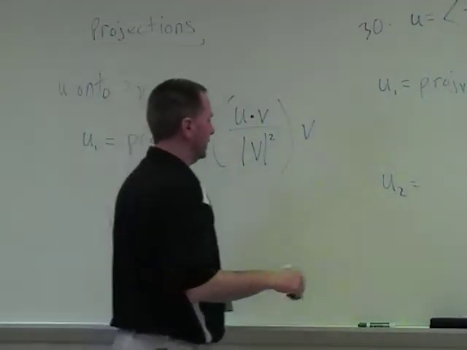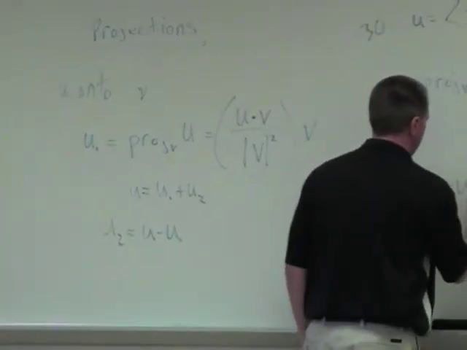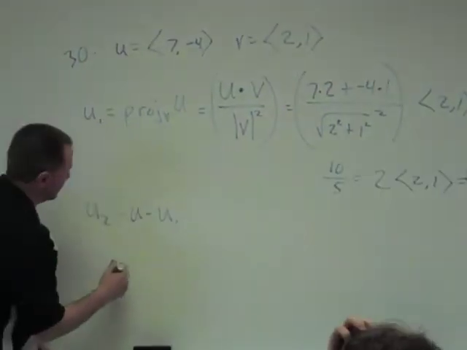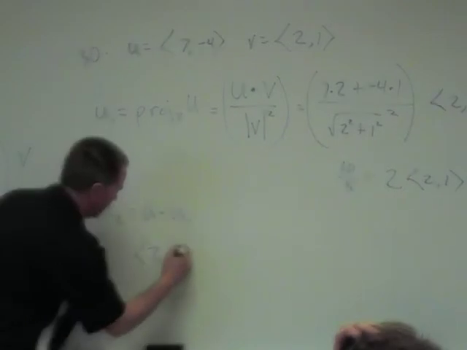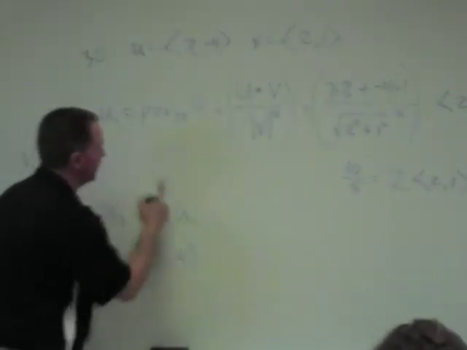Okay, so that's what we're going to say here. u minus u sub 1. Well, what's u? u is (7, -4). And you already calculated u sub 1: (4, 2). So what do I get?